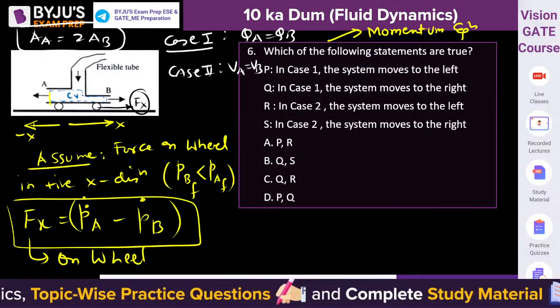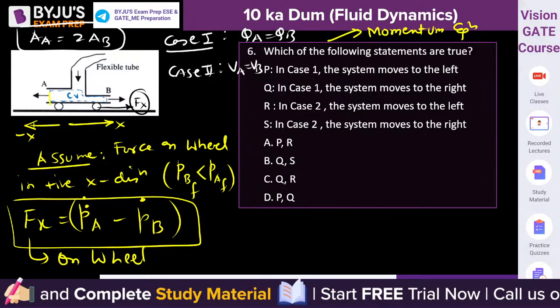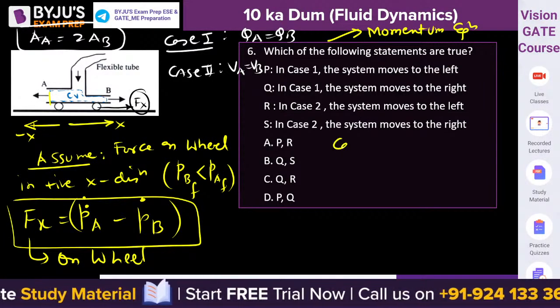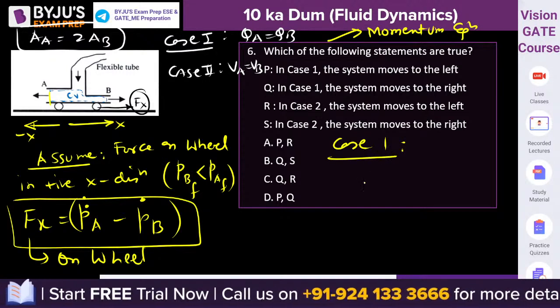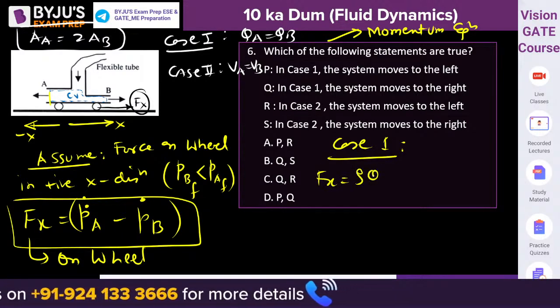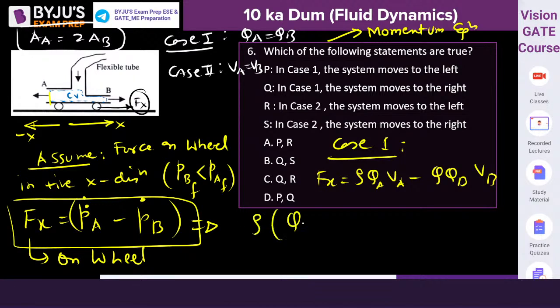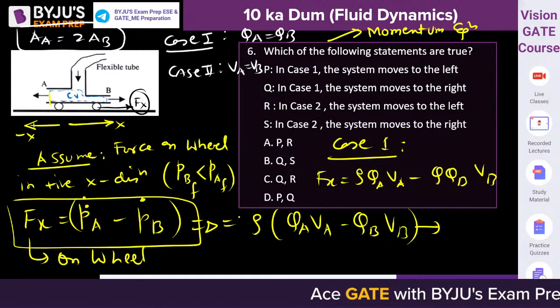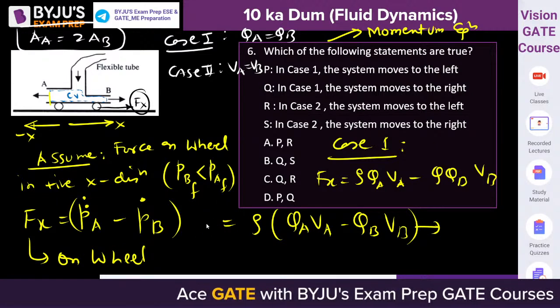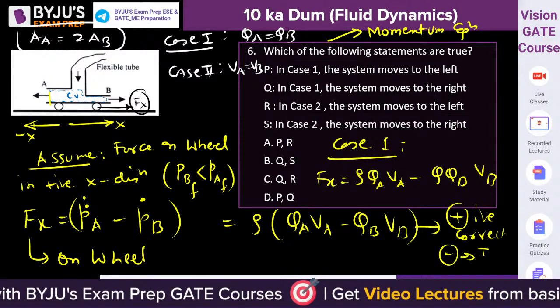Because fluid will experience a force in negative x direction. Now if we are getting Fx to be positive, it means our assumption is correct. If we are getting Fx to be negative, it means our assumption is incorrect. So if we talk about case 1, what is Fx? Fx is ρQAVA minus ρQBVB, which can be written as ρ(QAVA − QBVB). If we are getting this as positive, it means our direction is correct. If we are getting it as negative, then our direction is incorrect.